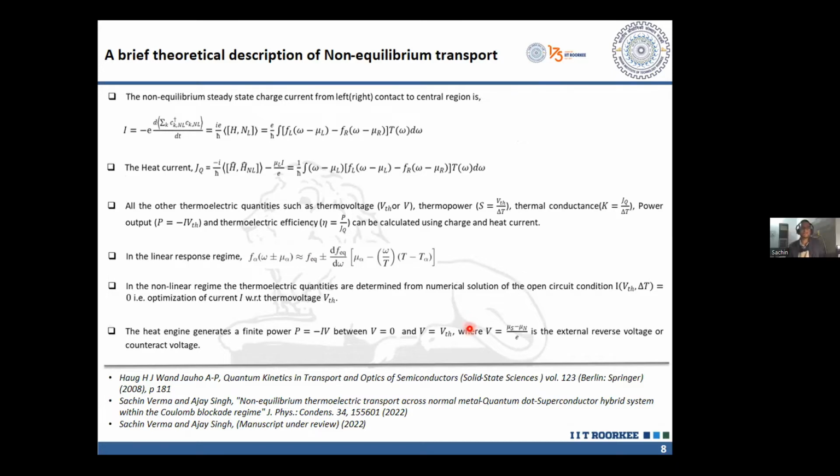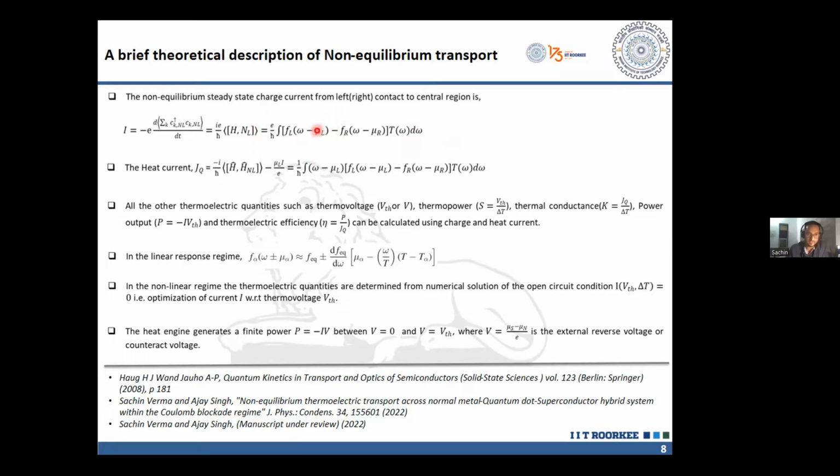Okay, okay. So once the Green function is known, then we can calculate the current, heat current, power output, or efficiency. For that we have used the Keldysh formalism. The current is given as the time rate of change of the occupation number on the quantum dot, which we can simplify using the Heisenberg equation, and we can simplify it into this form, which is sometimes known as the Landauer-Büttiker formalism or Meir-Wingreen formalism.